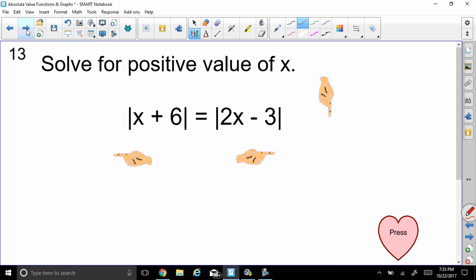So here's another question. Solve for the positive value of x, and you've got two absolute values there. So how do you do it? I would recommend the same process as we did before, by isolating your absolute values and doing the same as before. So hopefully you'll get this equation, x plus 6 equals 2x minus 3, and you'll get a negative version of that same equation, x plus 6 equals negative 2x minus 3.